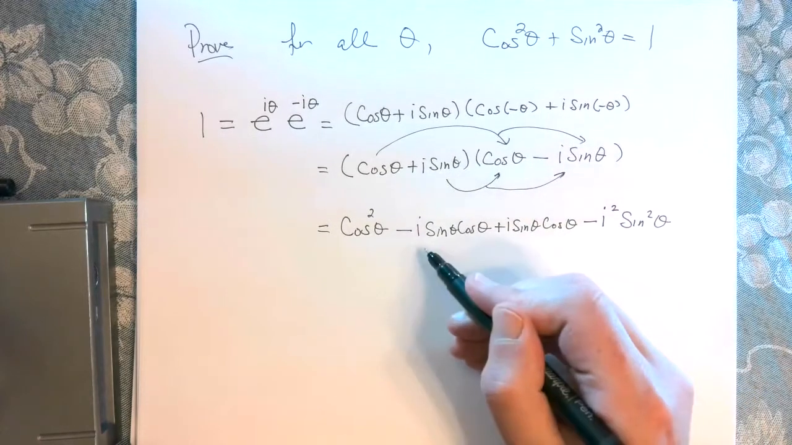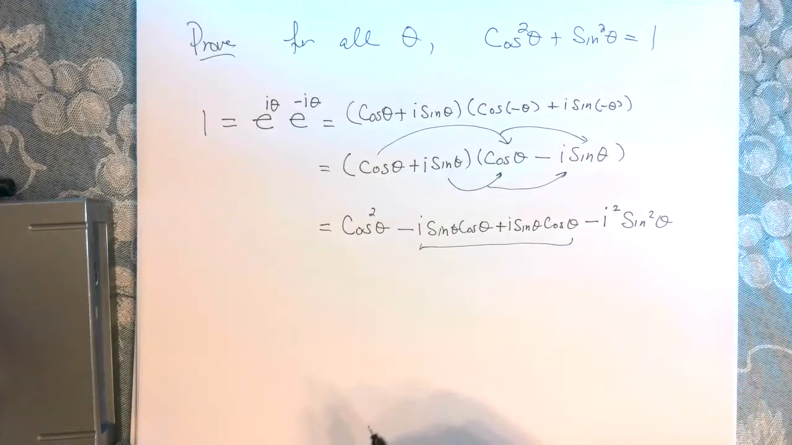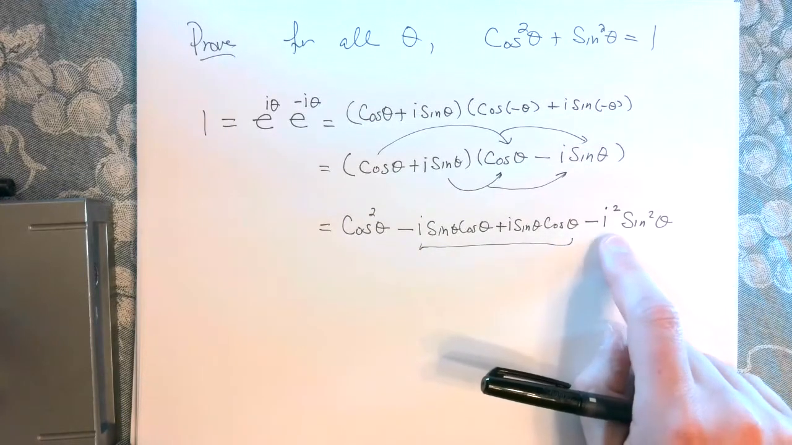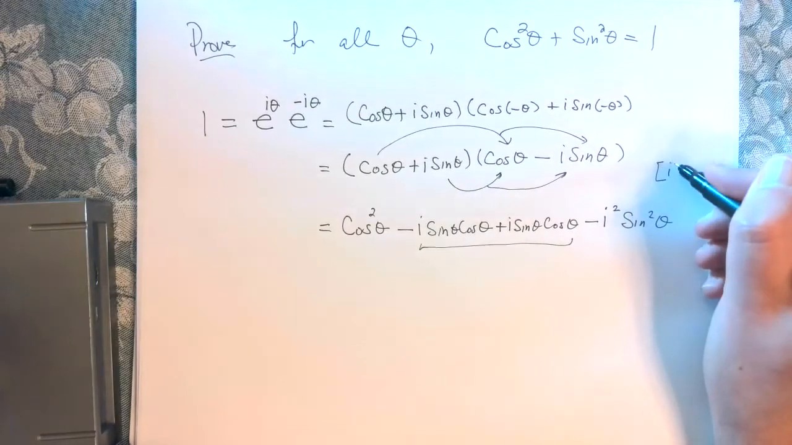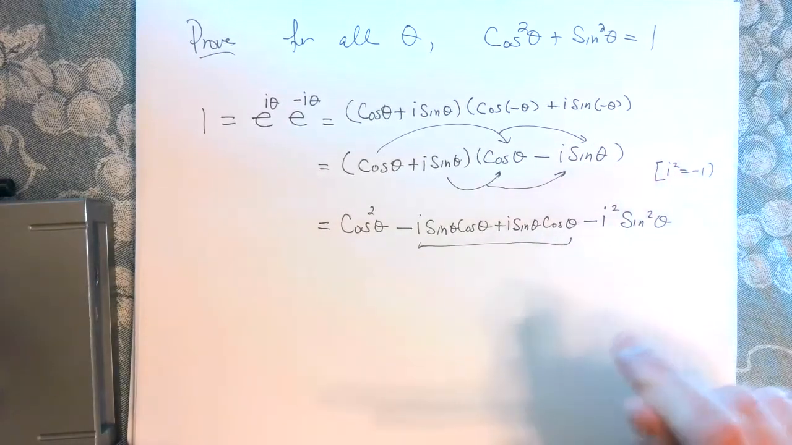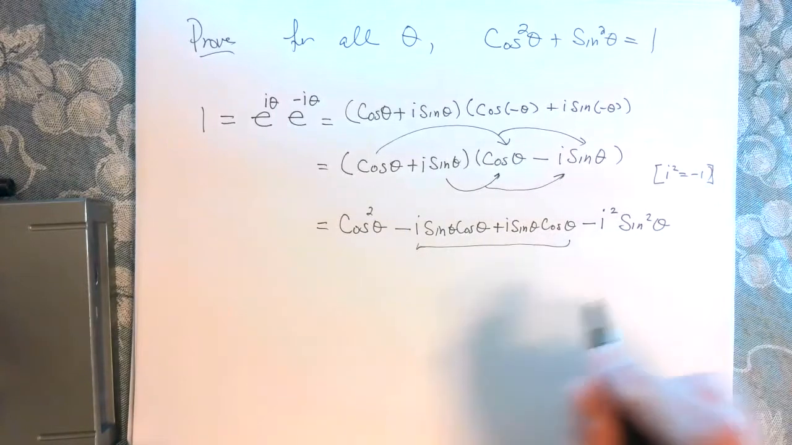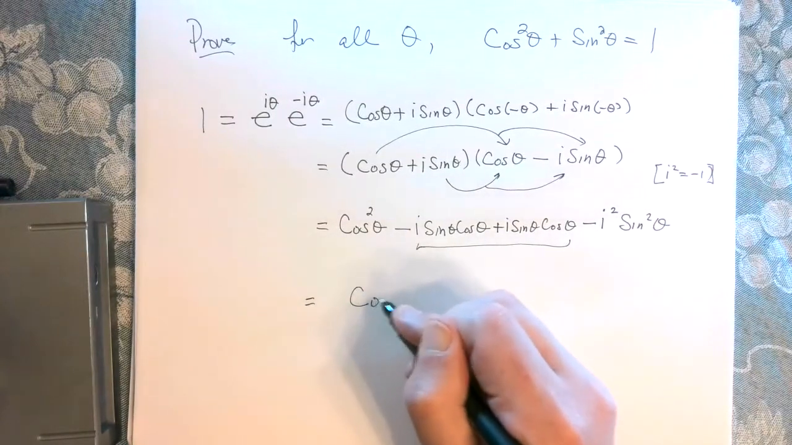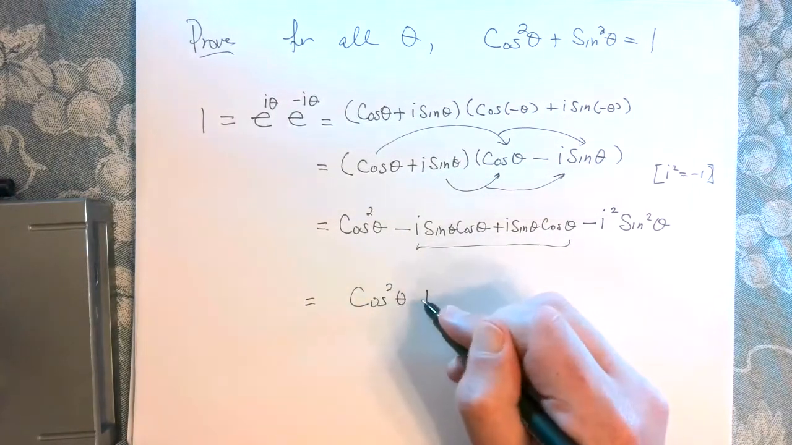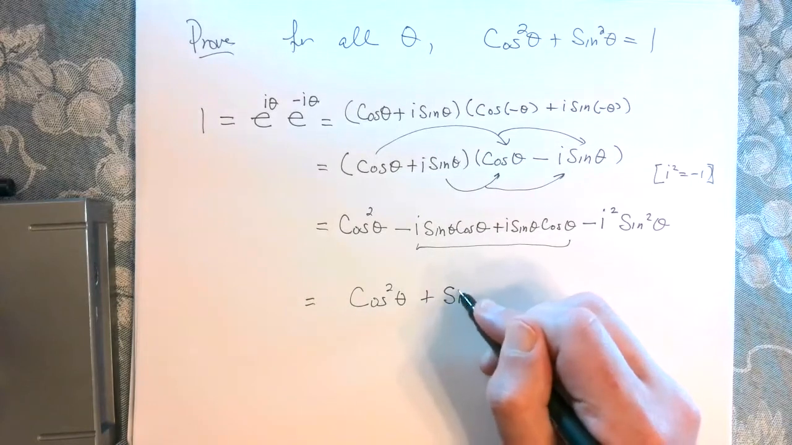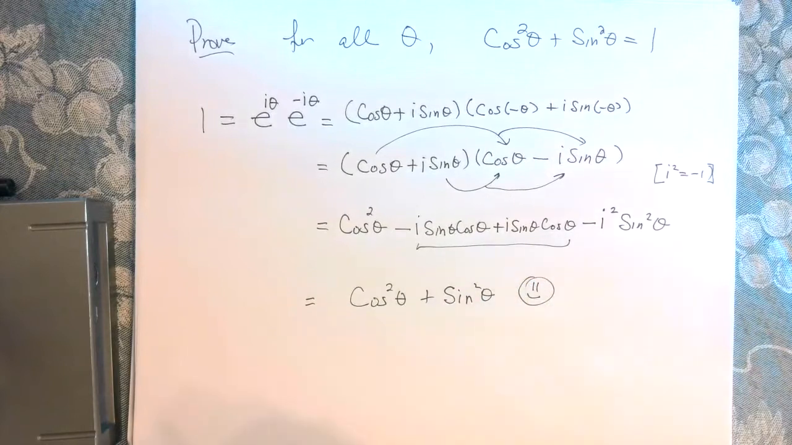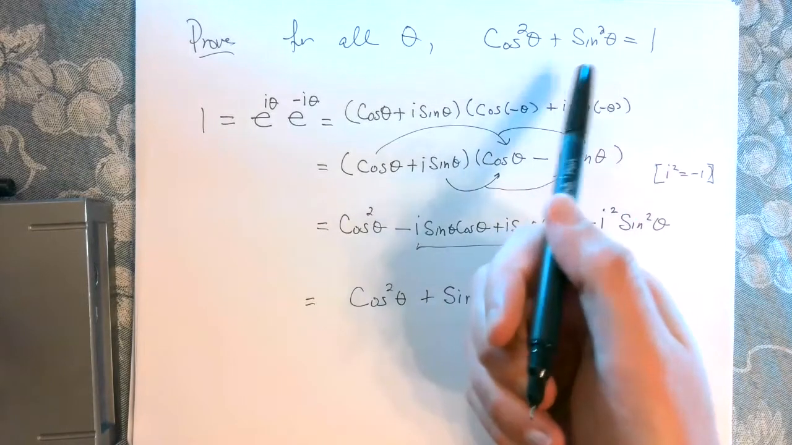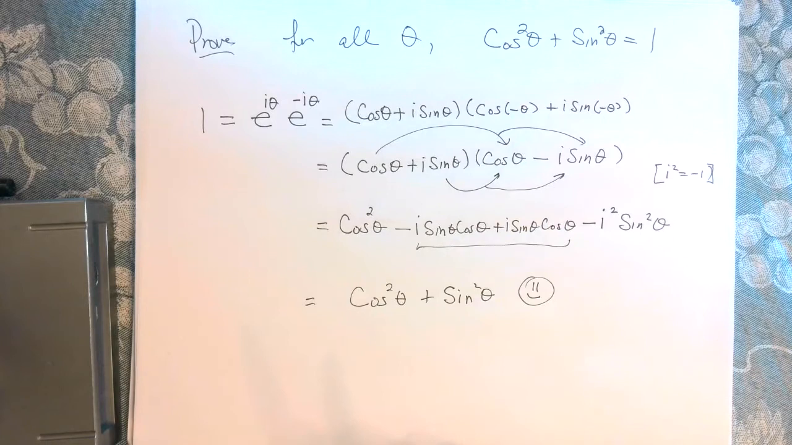Well, the middle terms make me happy. These cancel. These are gone. And remember, what is I squared? I squared is equal to minus 1. So you're going to have minus minus 1. So that is equal to cosine squared of theta plus sine squared of theta. So that gives you a second proof in this channel of this Pythagorean identity. So cool.